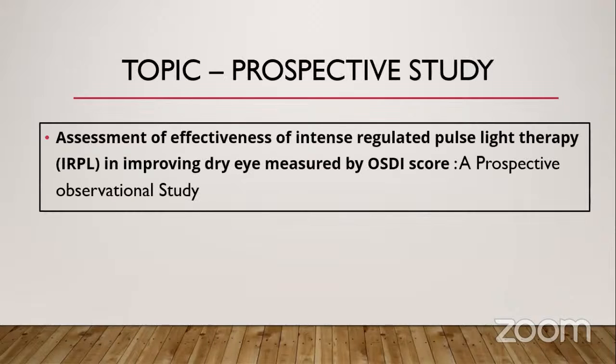My another idea for another study would be on IRPL, which is intense regulated pulse light therapy, in treating dry eye patients. This IRPL therapy is a relatively new treatment. It's particularly effective in treating meibomian gland disease patients. It uses a polychromatic pulse light to stimulate the meibomian glands. This improves the function of the glands, and the patient will feel less uncomfortable after the treatment.